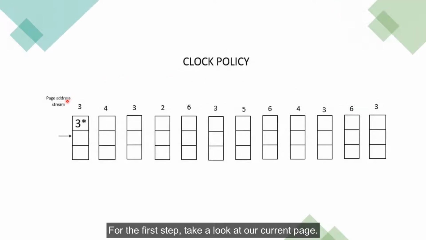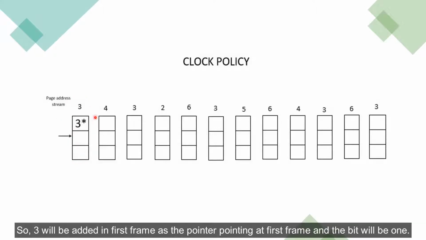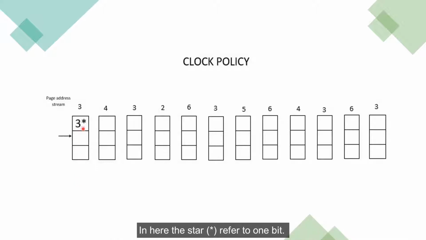For the first step, take a look at our current page. Our current page here is 3, so 3 will be added in the first frame as the pointer is pointing at the first frame, and the bit will be 1. In here, the star refers to 1 bit. Then, the pointer will move to the second frame.